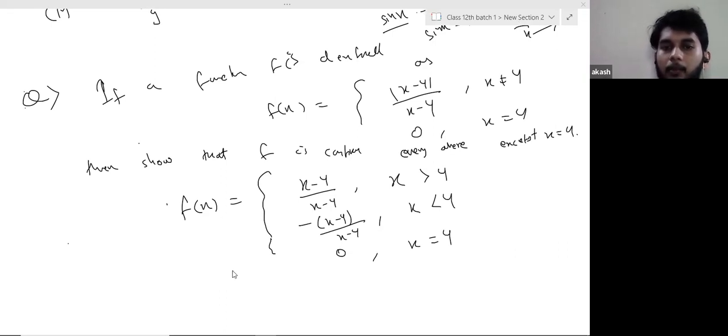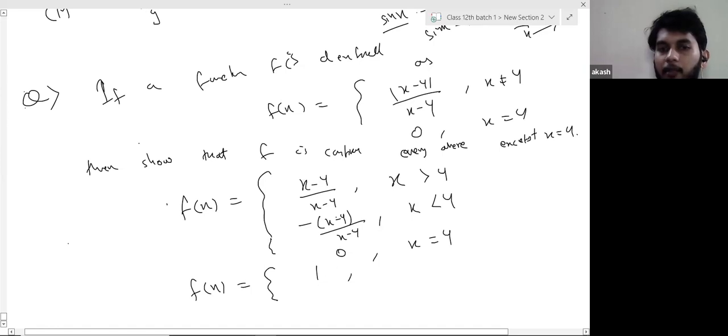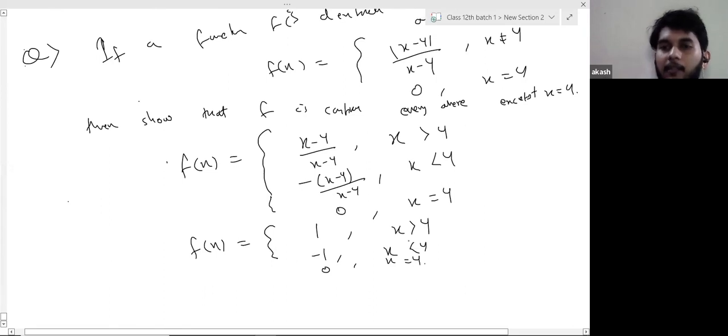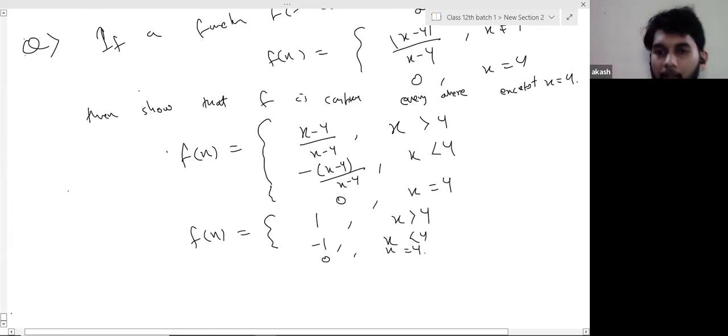All right, I just opened the modulus function. So this becomes f of x equals to 1, since x minus 4 upon x minus 4 is 1, when x is more than 4. This is minus 1 when x is less than 4 and 0 when x is equals to 4. Now they have not asked you to just check at 4. They have asked you to check at every point including 4. So how to show that this is continuous at every point? This is not possible to show, as they're going to check for infinite points, right? So what we do?